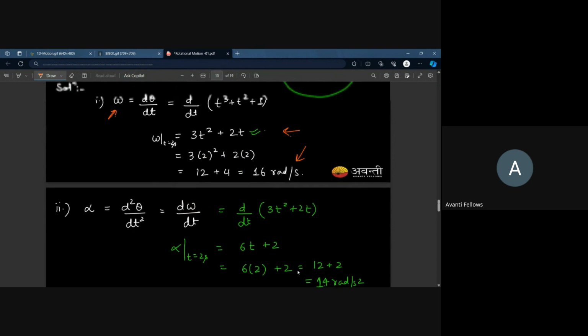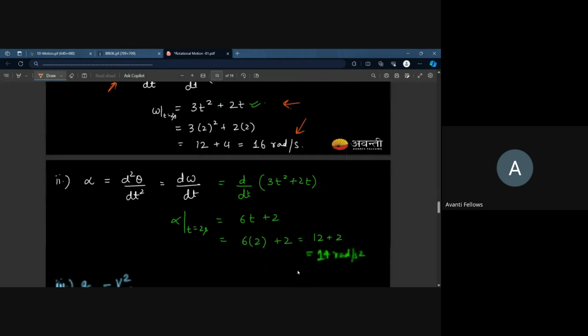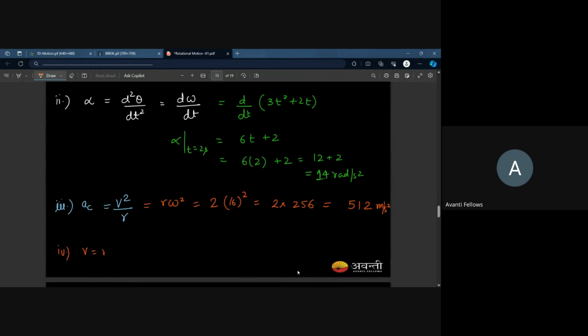And in the fourth part, we need to calculate the v. See, v is equal to r omega. r is 2, omega is 16, it would become 32 meter per second. Is that okay? Yes, ma'am.